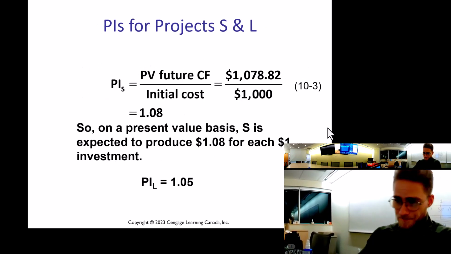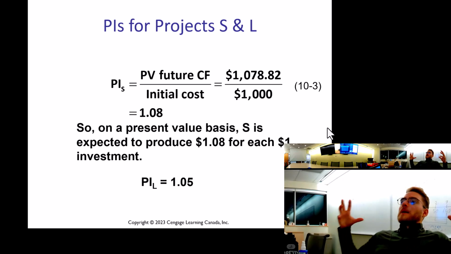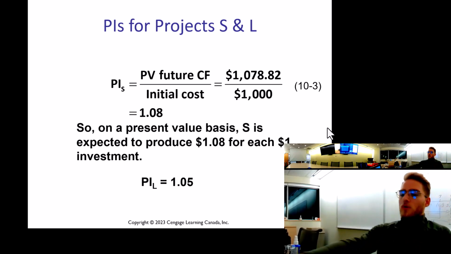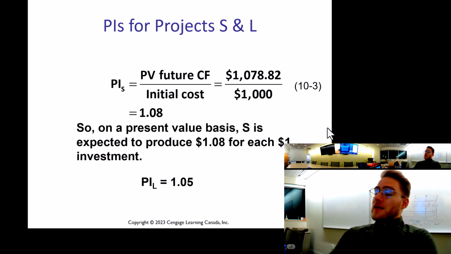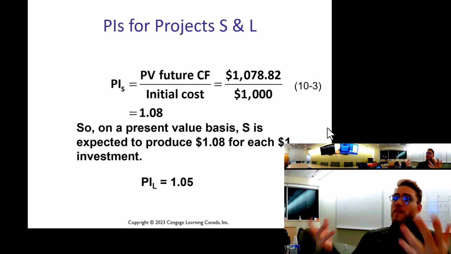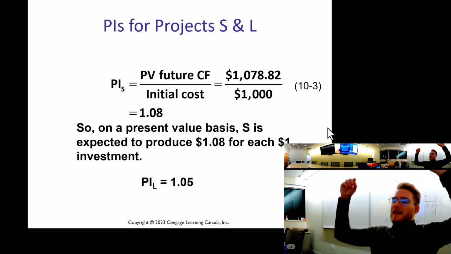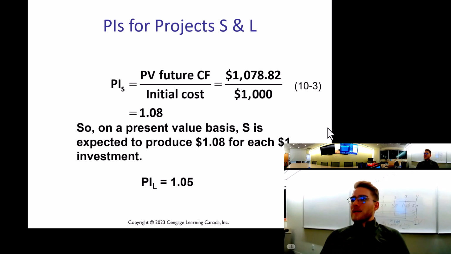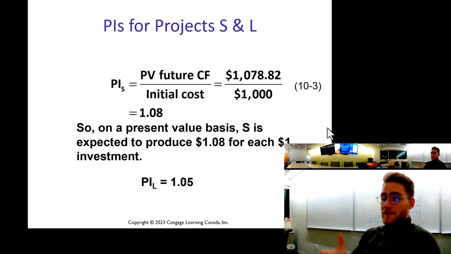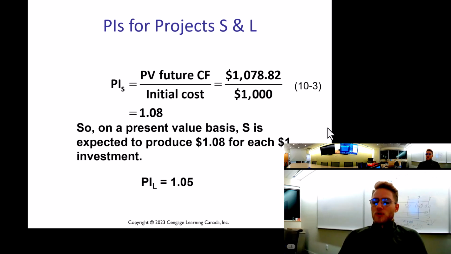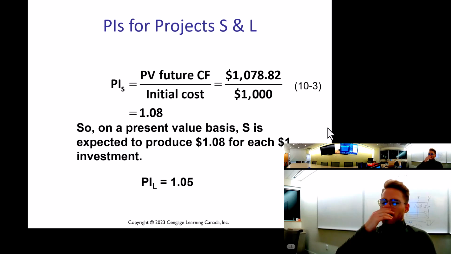So in this case, and this is for Project S, the present value of all those future cash flows was $1,078, okay? The initial cost, if we remember, was $1,000, right? So if I take the total present value of all those cash flows and I divide it by initial cost, I'm basically making 8 cents for every dollar I've invested. So on this $1,000 that I'm investing, you're basically making about 8%. I think 8 cents might have been a little misleading, but you get the point.